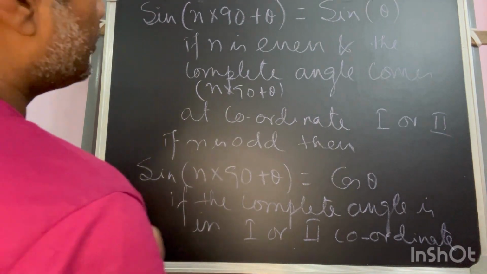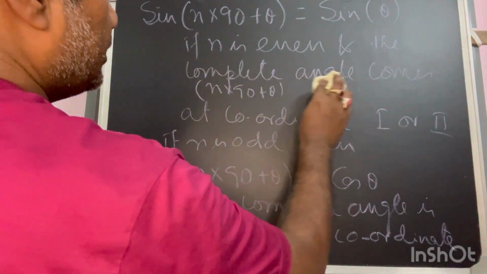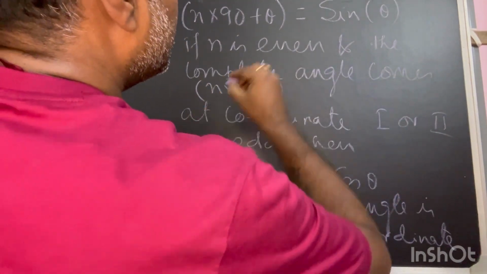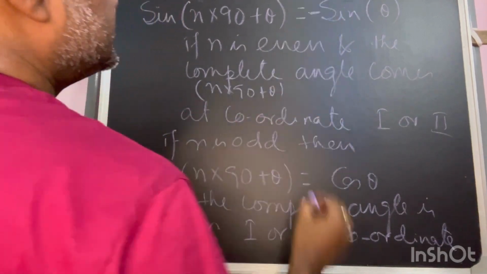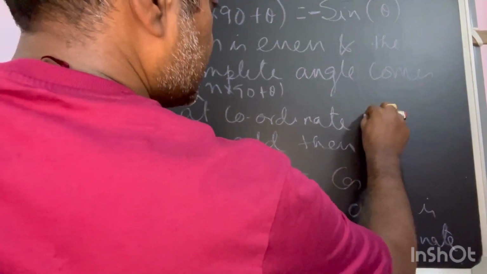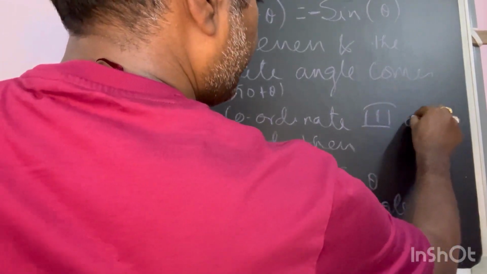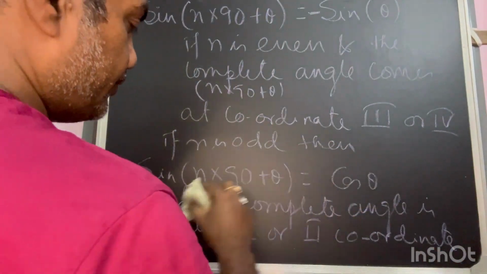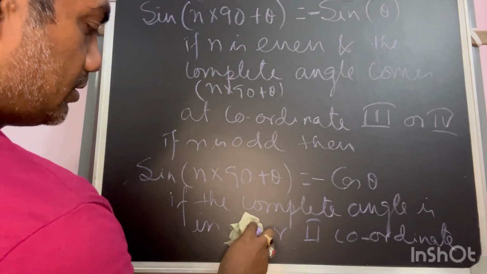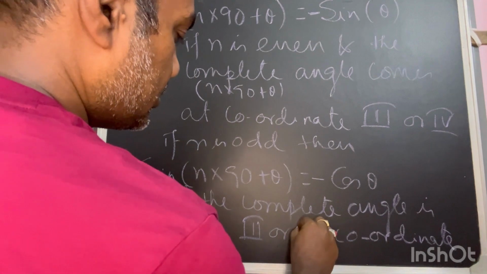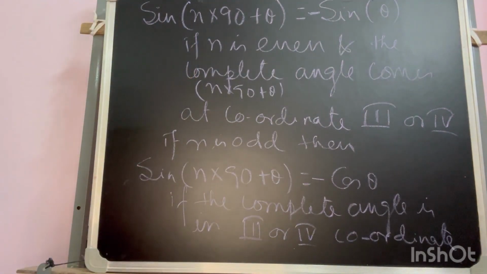Similarly, the same thing, only it will be negative sin theta if this condition changes, if it is in third or fourth coordinate, and it is negative cos theta if the condition changes, the complete angle being in third or fourth coordinate. Understood?